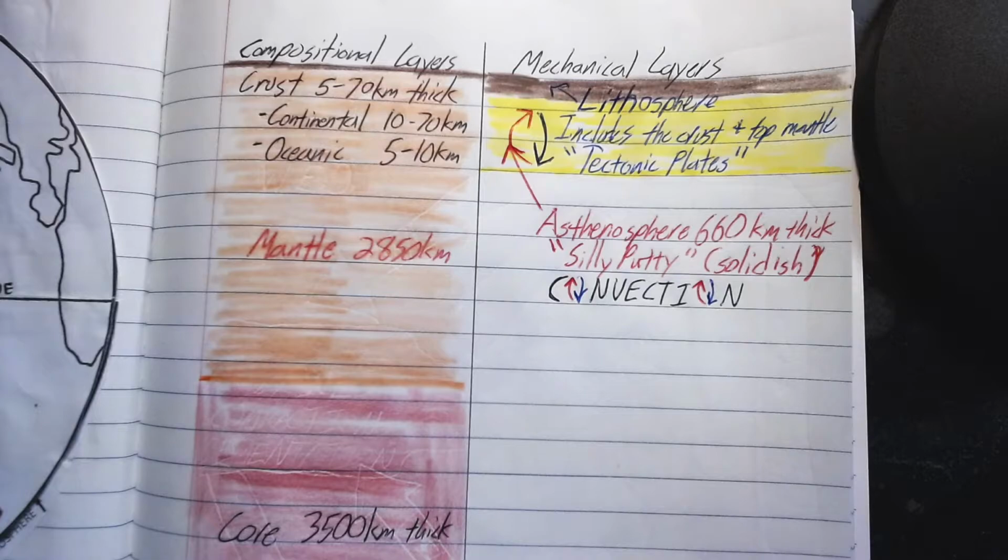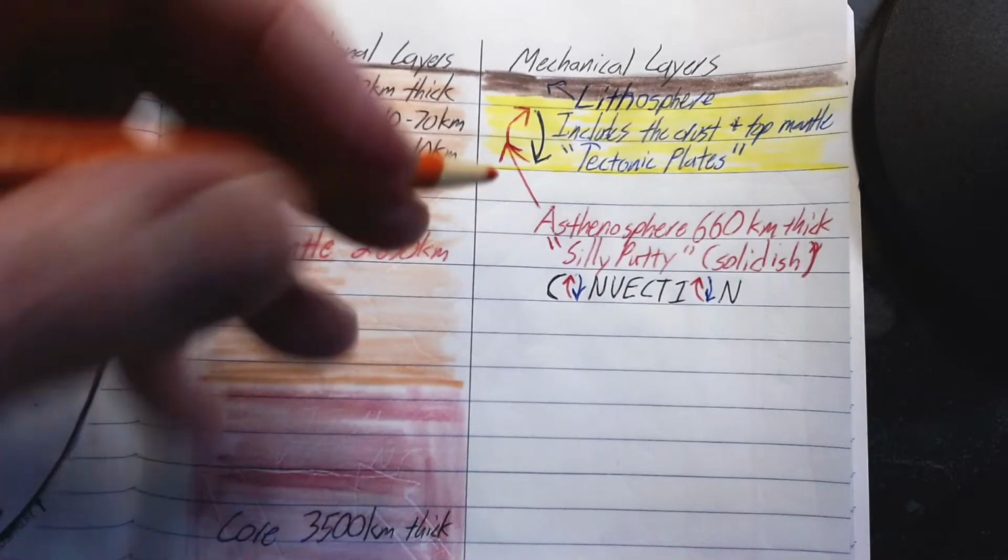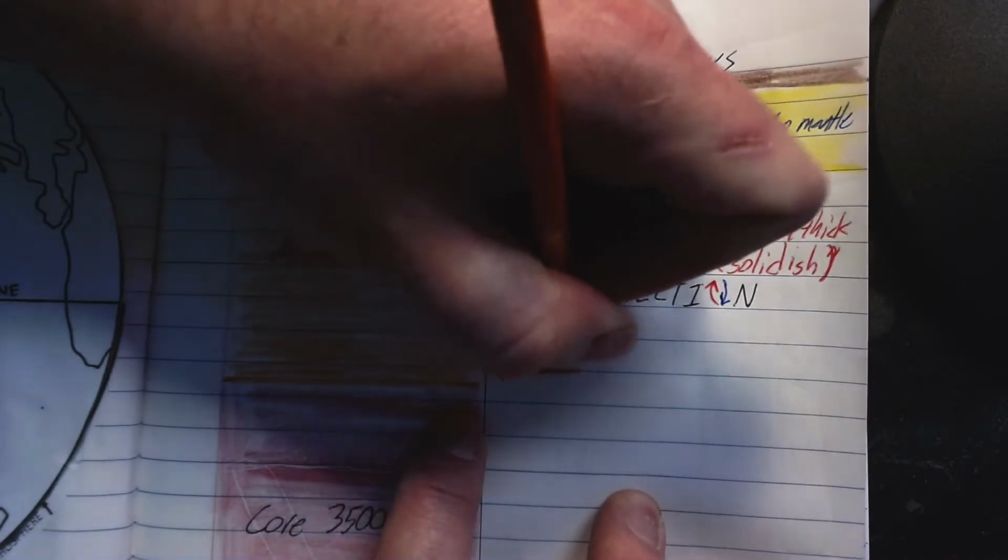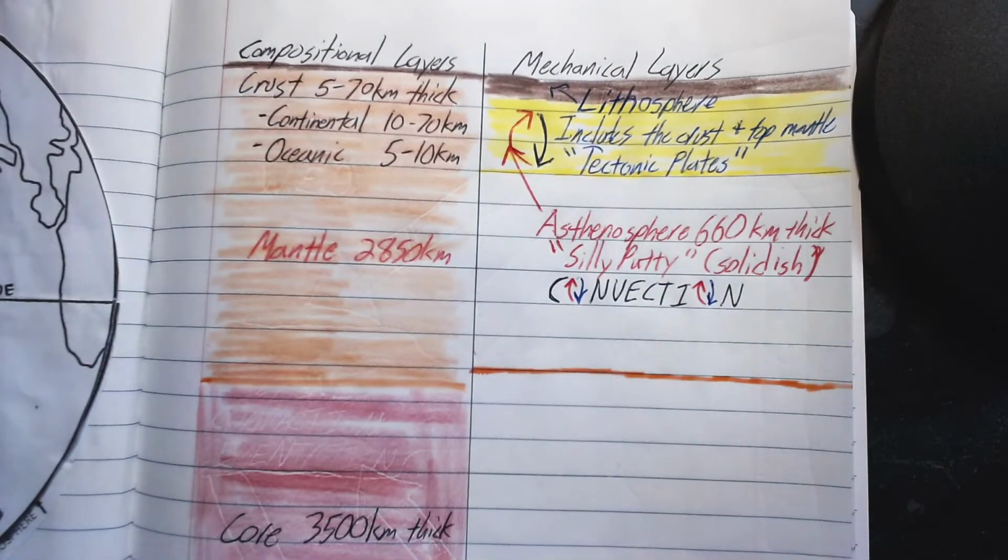All right. So our next layer is 1, 2, 3, 4, 5, 6. Yes. And it's orange.